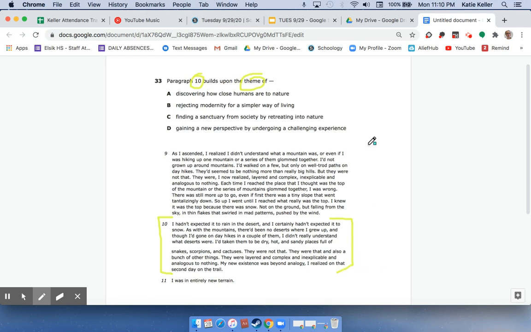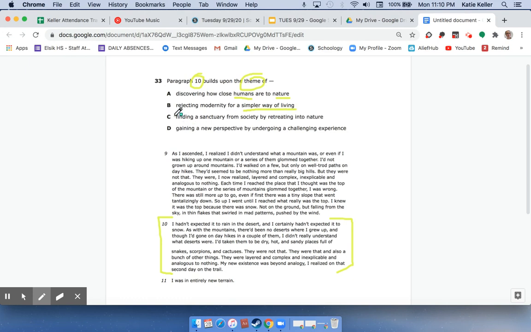Okay, so after you have read the question, you need to go through the answer choices and identify keywords that are going to make the answer choice correct or incorrect. So here, answer choice A says discovering how close humans are to nature. So I know my keywords here are humans and nature. When I look at the text, it has to talk about both of those two things. In answer choice B, it says rejecting modernity for a simpler way of life. So I know that I'll be looking for some kind of text evidence that talks about living simple.